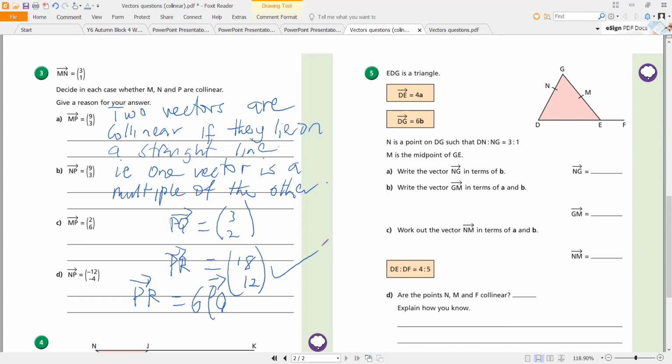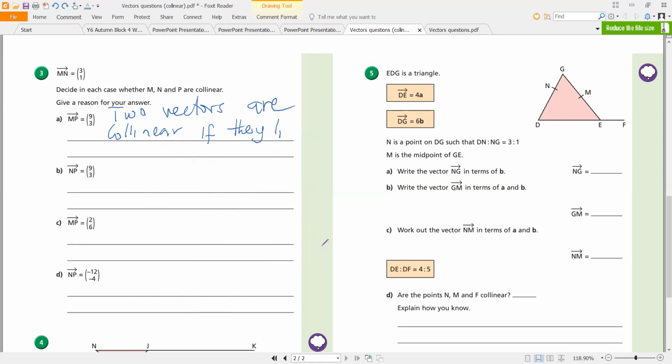Also, if I tell you to show whether two vectors are parallel, one of the vectors must be written as a multiple of the other vector. So therefore, what do we do right now? It says decide in each case whether MN and MP are collinear. Since your MN is (3, 1), and your MP is (9, 3). Yes, they are collinear. And what is the reason?